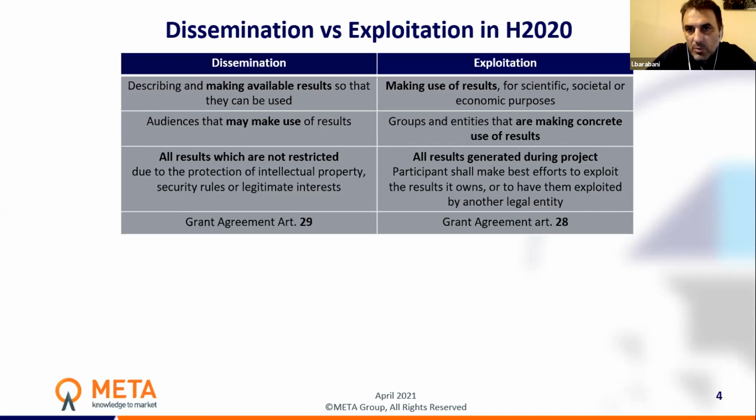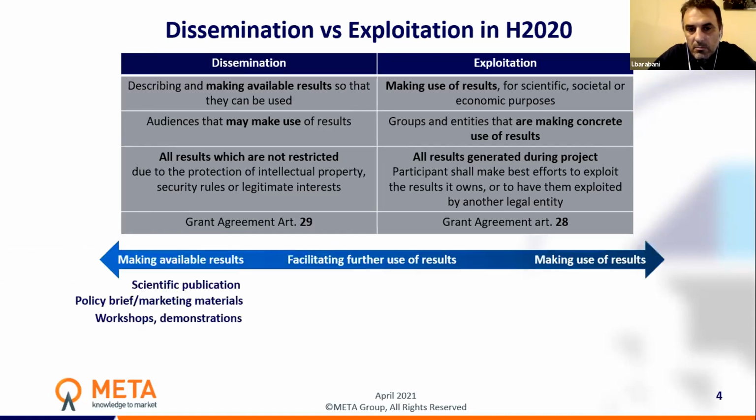On the one side, as we said, exploitation is making use of results, how you are planning to use the results. Dissemination is the group of activities you plan to make the results available to your relevant stakeholders, which could be customers or end users. Generally they are customers, and we will see it later, but sometimes they could also be end users or other relevant stakeholders. Okay.